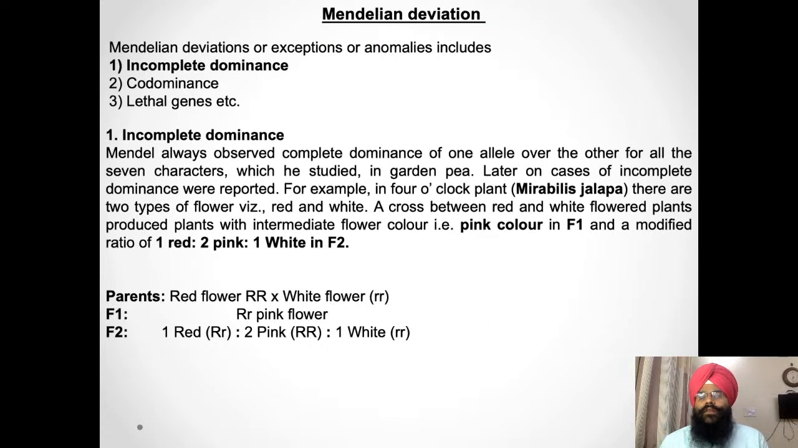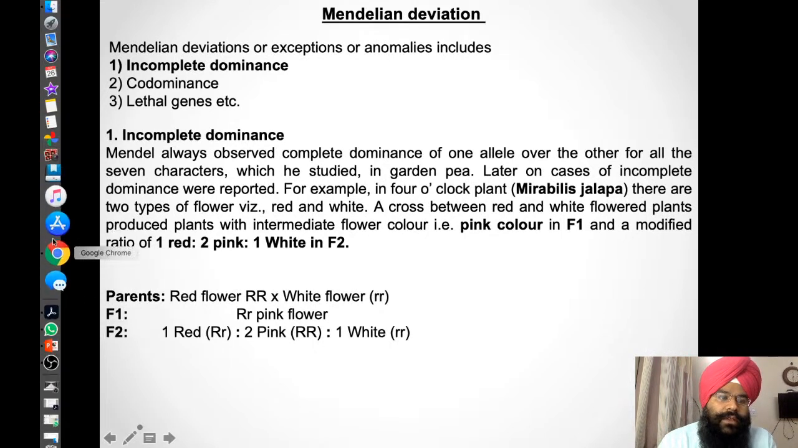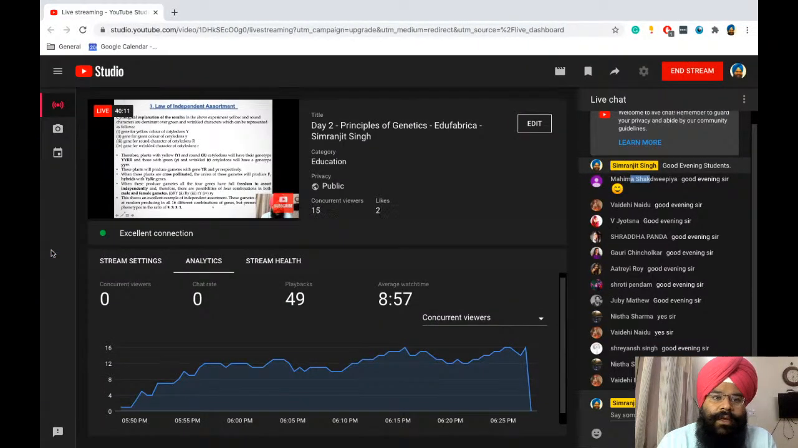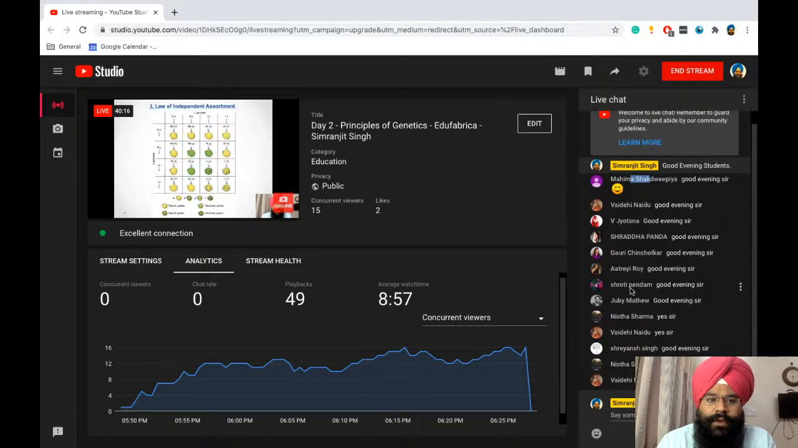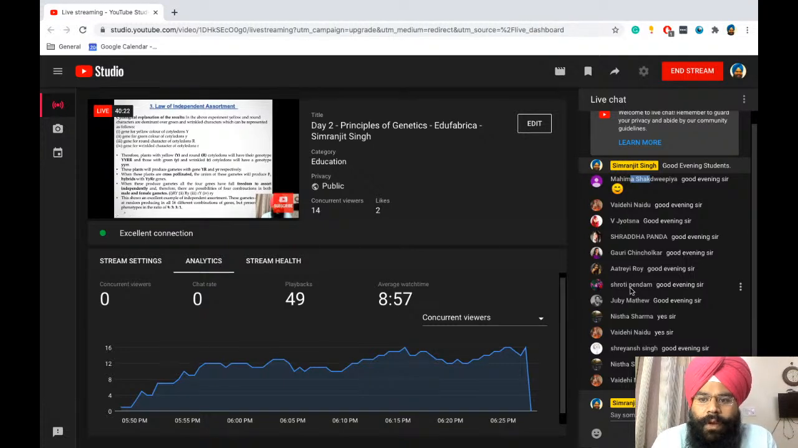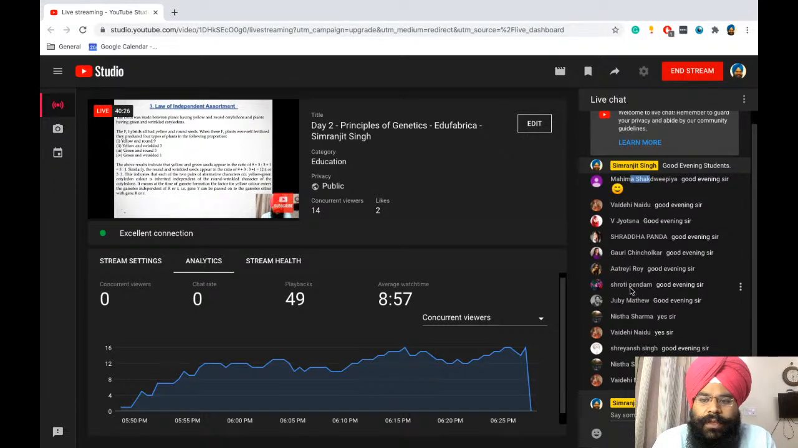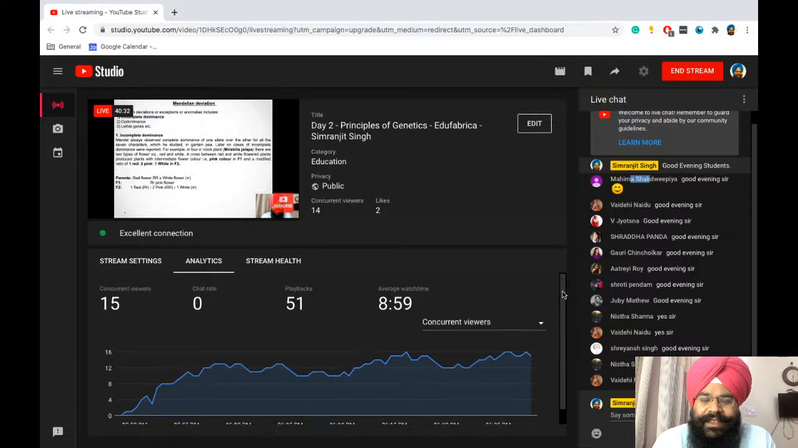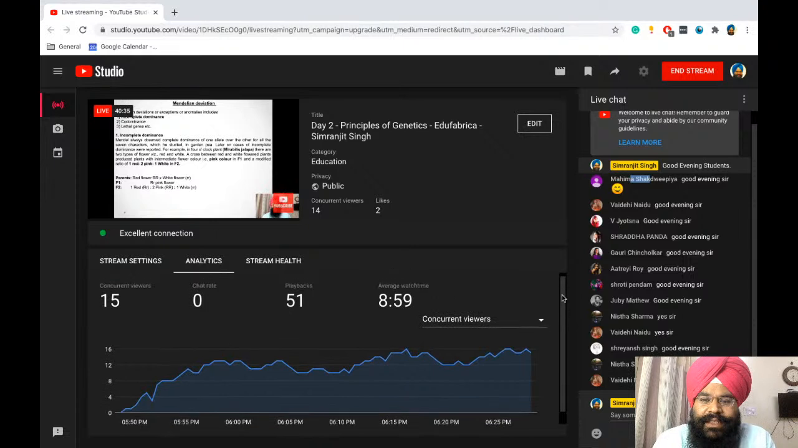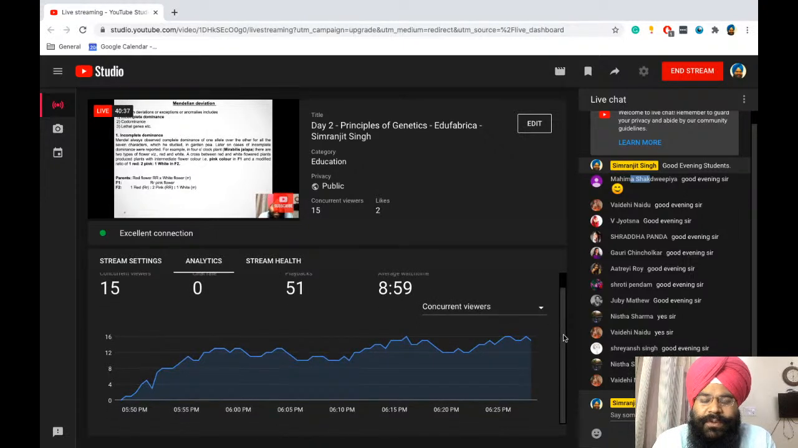Now there are some deviations, some exceptions to the Mendelian law. So far, if we go further, any questions, students? I'm trying to make it as simple as possible so that we should not have any confusions in the later part. All clear? Please interact so that I can know that you are present. Everything is good, students?